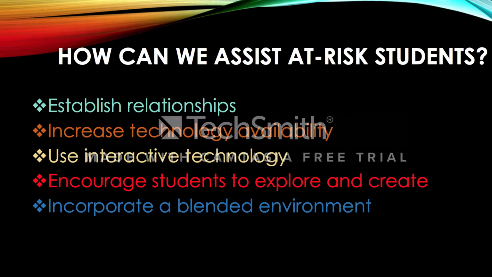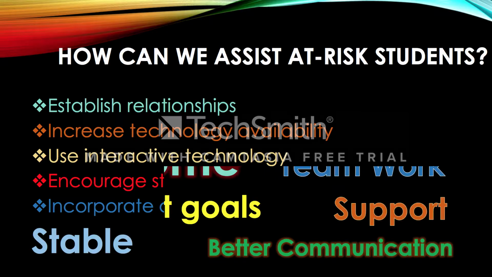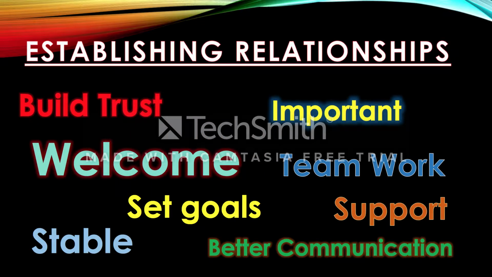Some of the ways that we can assist at-risk students is to establish relationships, increase technology availability, use interactive technology, encourage students to explore and create, and incorporate a blended environment. A way we can increase our relationship with students is to make them feel welcome in the classroom first of all. After that, we start working on building trust in order to make them feel safe.